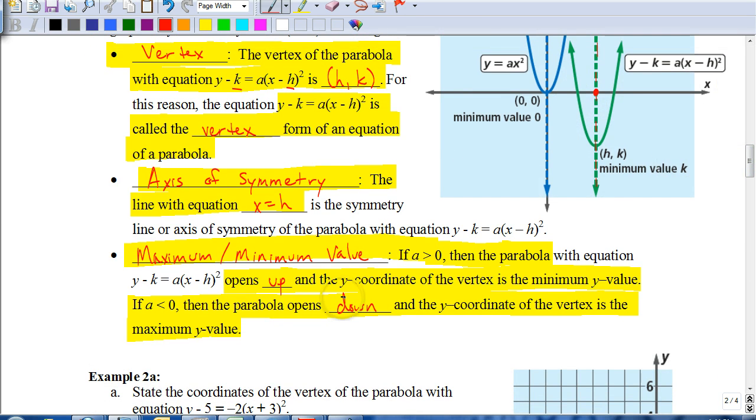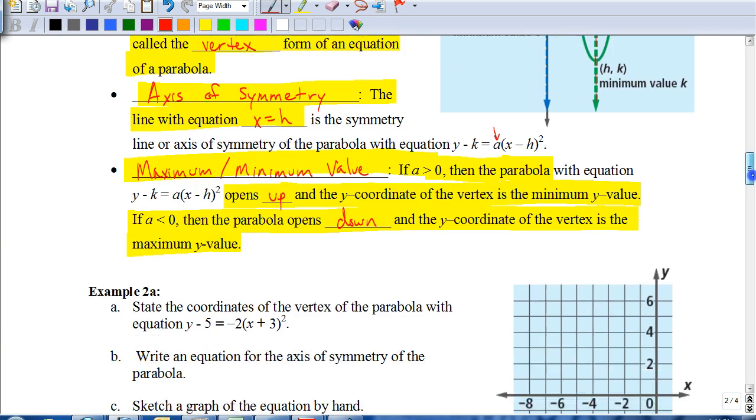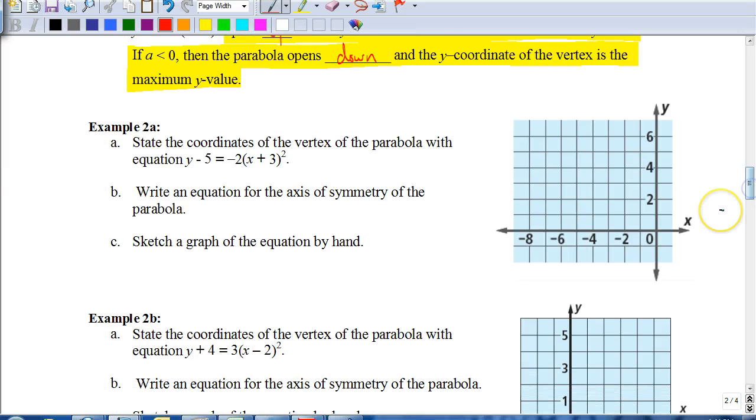And then maximum or minimum: if a is positive, if a is greater than 0, it's going to point upwards. And so the y value is going to be the minimum value. It's going to be the lowest point on our graph. If a is less than 0, so if a is negative, and by a I'm referring to this part of our equation, that means that our graph is going to point downwards, in which case the y value for the vertex is going to be the maximum y value. So let's see how we do this.